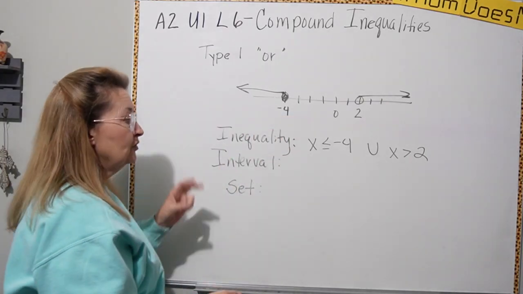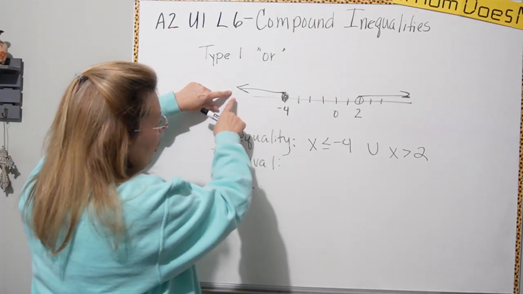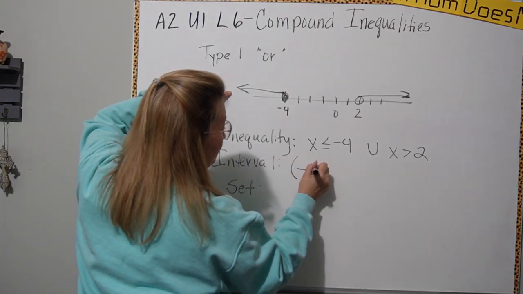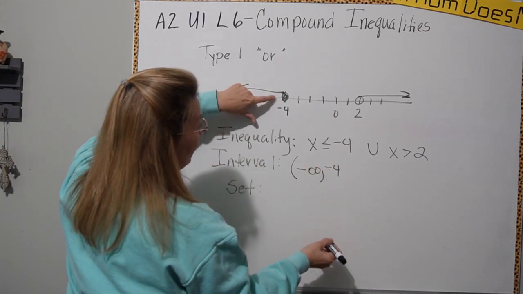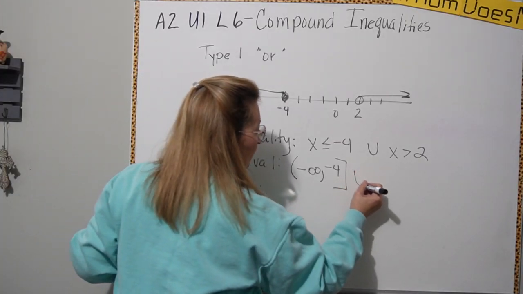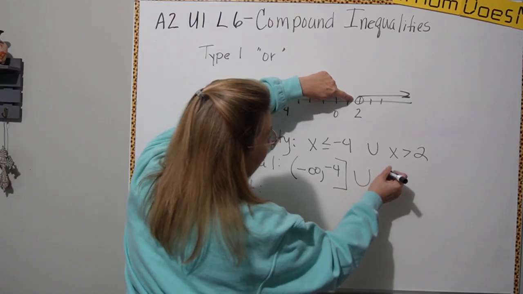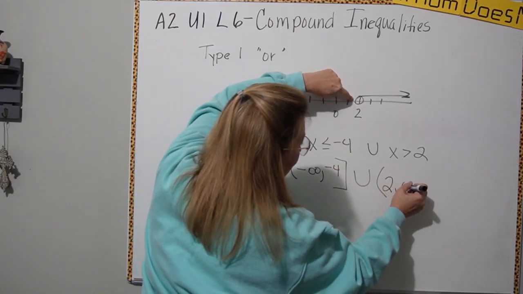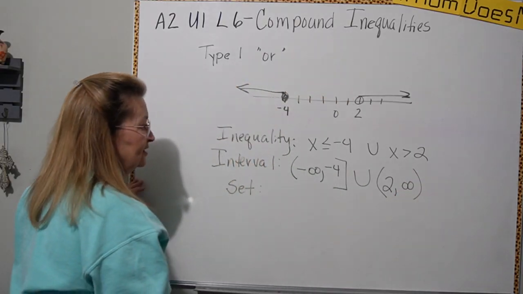All right, interval, you're still going to have two phrases. What are we going to do here? Where does it start on the left? At -infinity, so we're going to have the parenthesis, the -infinity, it ends at -4, and since that's a solid dot, you have a bracket. We're going to use the union symbol, and then down here, it starts at open circle 2, and then it goes all the way to +infinity, which is also a parenthesis.